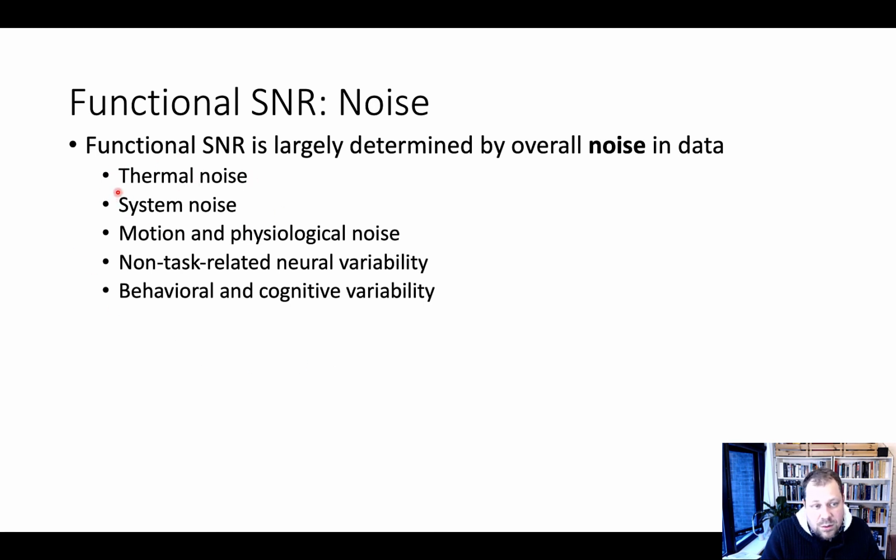The sources of noise, just to repeat, are thermal noise and system noise. Those are things we can't do much about. That's part of the hardware of the scanner. We have motion and physiological noise. There's something we can do about motion, not so much about physiological noise like heart rate and breathing, but we could measure and control for it, for instance. And then we have non-task related neural variability and behavioral and cognitive variability.